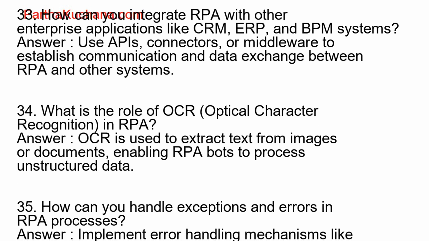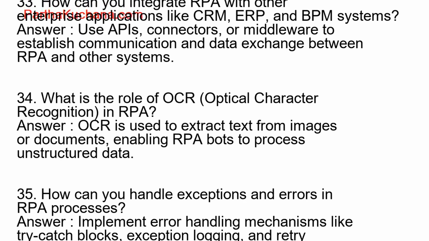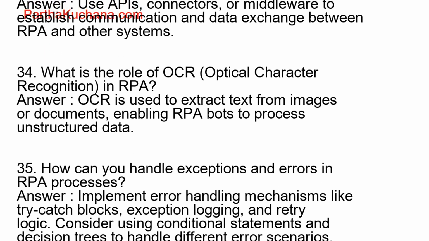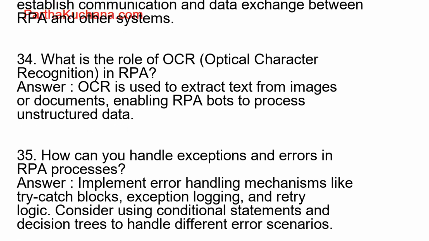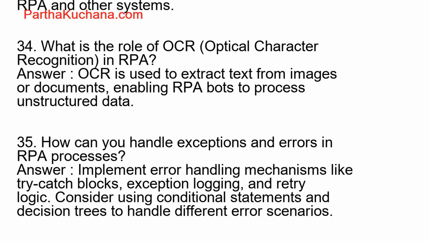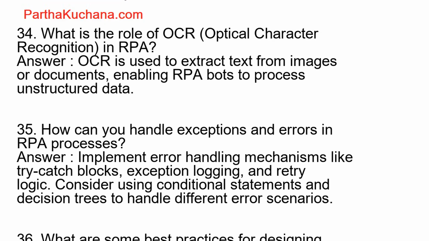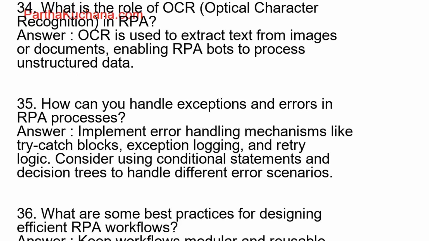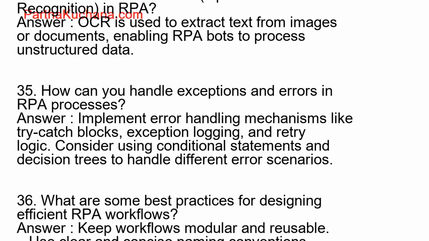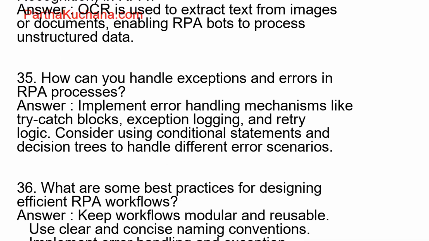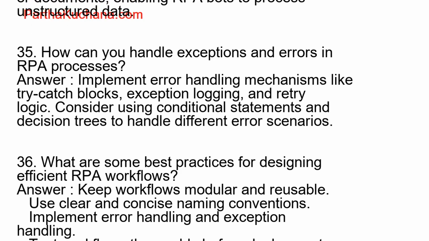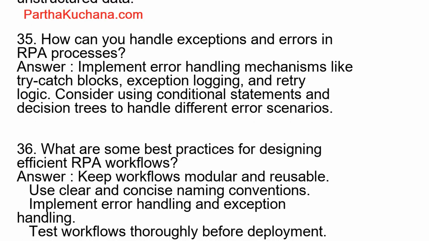39. A company wants to automate its customer onboarding process, which involves multiple departments and systems. How would you design an RPA solution for this? Answer: Analyze the existing process and identify steps that can be automated. Create RPA bots to handle tasks like data entry, verification, and system updates. Ensure seamless data flow between systems using integrations. Implement error handling mechanisms and audit trails.